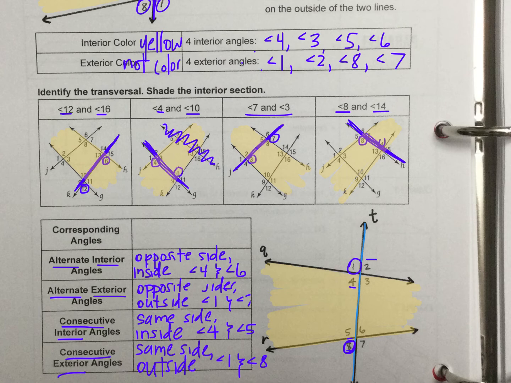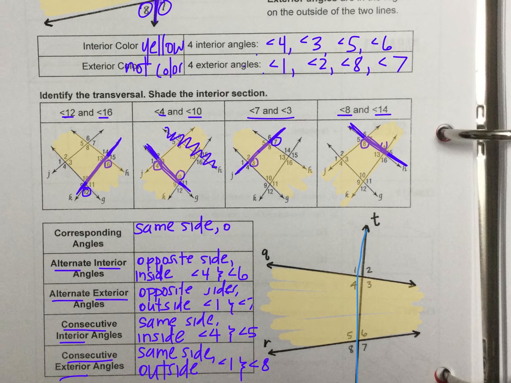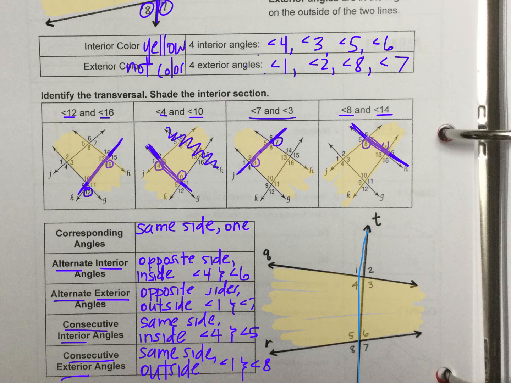If I was talking about angle 2, its same side outside would be angle 7. We have one more left to learn: our corresponding angles. Corresponding are same side, and it's 1 in, 1 out.